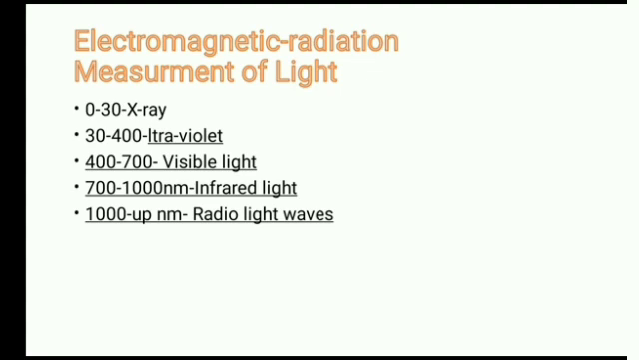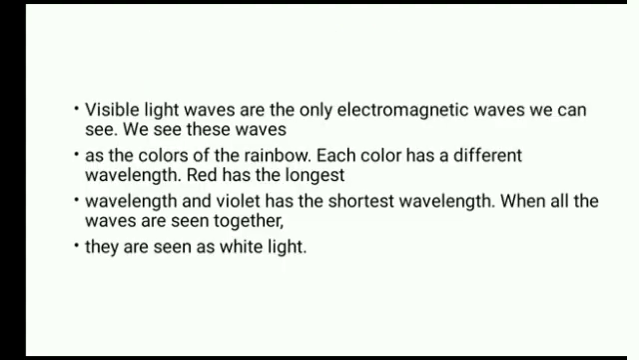Visible light waves are the only electromagnetic waves we can see. We see these waves as the colors of the rainbow. Each color has a different wavelength. Red has the longest wavelength and violet has the shortest wavelength. When all the waves are seen together, they are seen as white light.